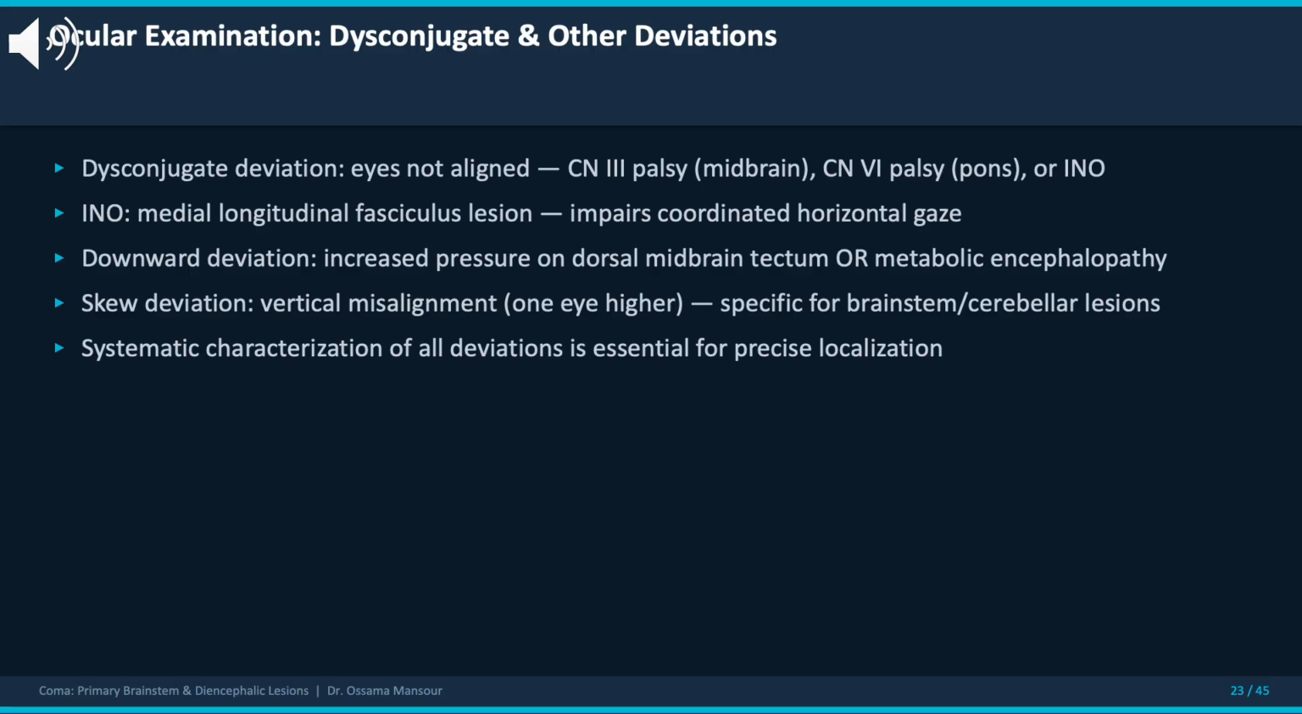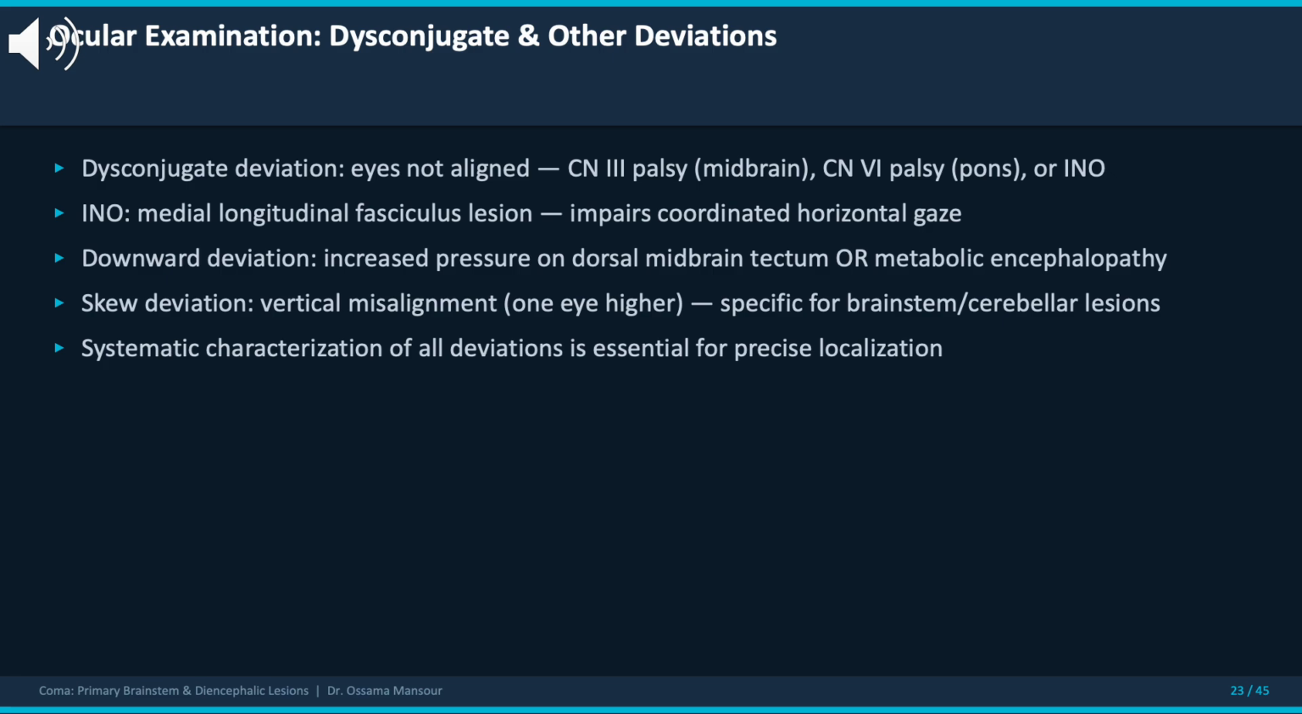Lesions affecting cranial nerve 6 localize to the pons where its nucleus is located. Internuclear ophthalmoplegia results from lesions affecting the medial longitudinal fasciculus, which connects the abducens nucleus on one side to the oculomotor nucleus on the opposite side, coordinating horizontal gaze.